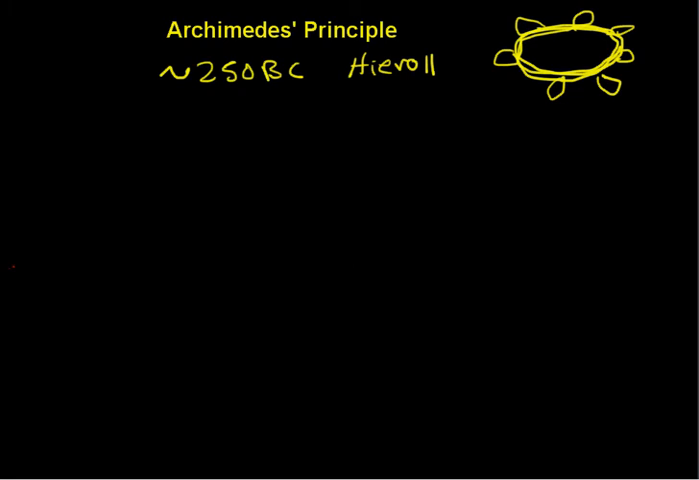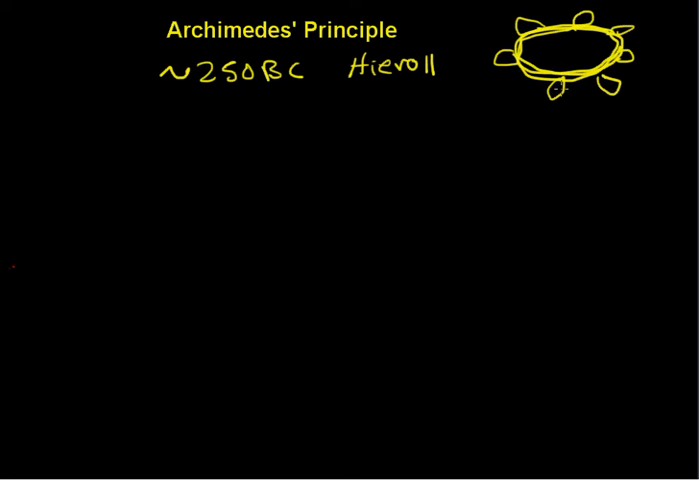So this is a discussion of Archimedes' principle. Archimedes lived around 250 BC. His king was Hiero II, and Hiero tasked Archimedes with the job of determining whether his crown, Hiero's crown, was made of gold, as the jeweler had said it was.